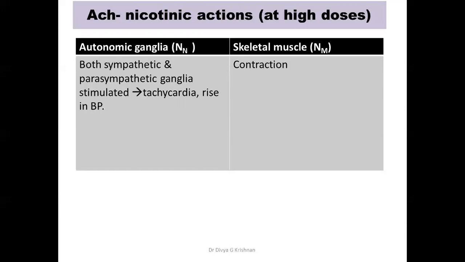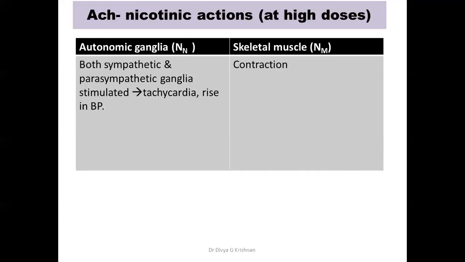At this point, you have to remember that at low doses or at normal doses, acetylcholine acts only on the muscarinic receptors, and thereby by acting on the M2 receptor, it causes a fall in the heart rate, and by acting on the M3 receptors on the vascular endothelium, it causes a fall in the blood pressure.